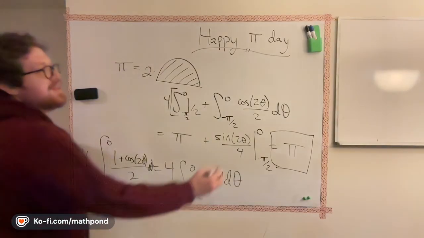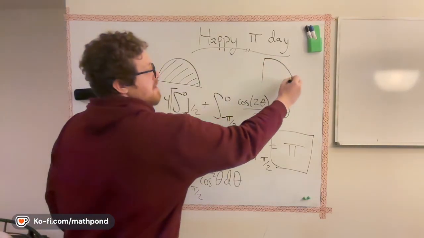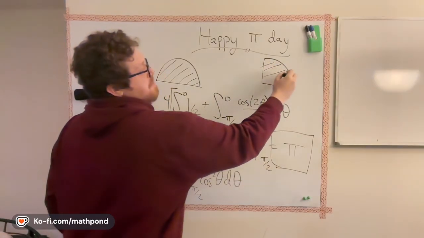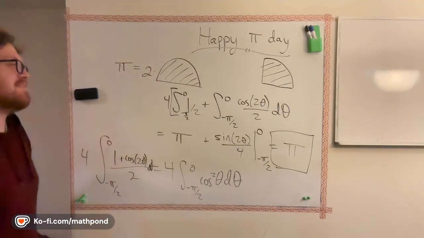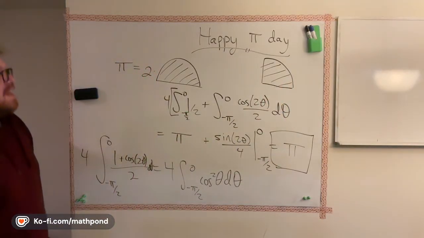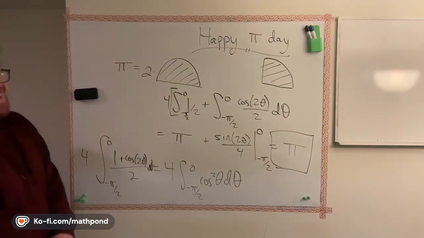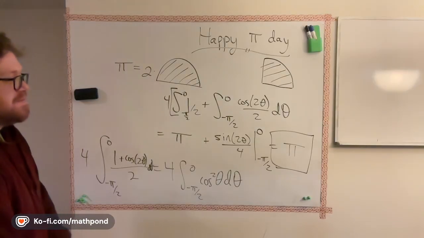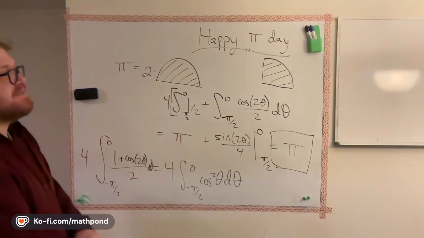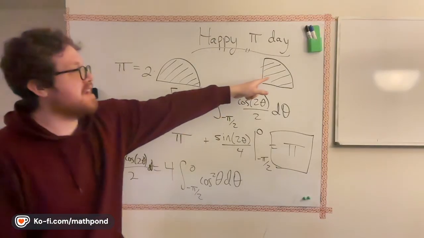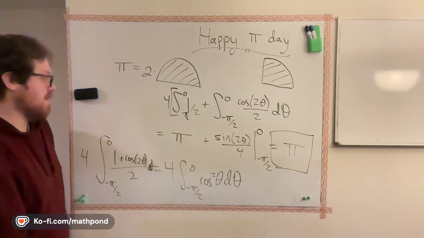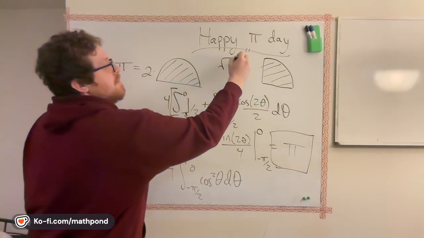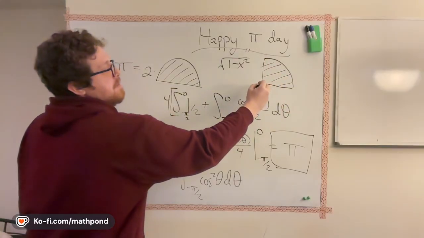Okay, so 4 times the integral from here to here. I guess the easier way is to just do it in polar coordinates, right? I guess that's the way we should have done it, right? But this is more fun, right? So, yeah, we took this area. It's the integral of square root of 1 minus x squared, where x goes from 0 to 1.